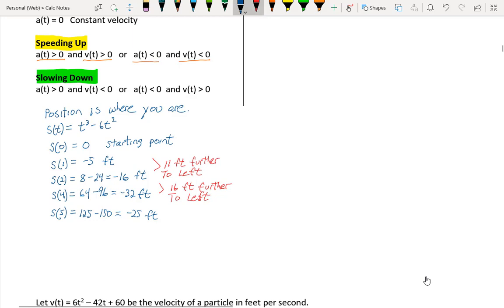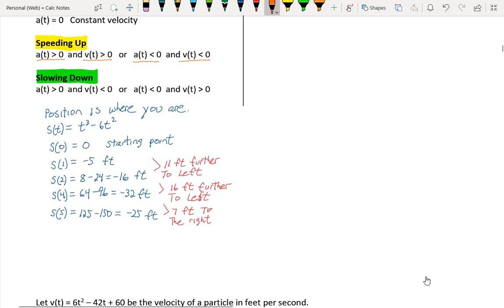Now this is hopefully where, again, this is making sense, but what does this mean? This means I've moved 7 feet to the right. So between 4 and 5 seconds, I stopped going left and I turned around and I came back and started going to the right, and I ended up 7 units further to the right than I was at 4 seconds.